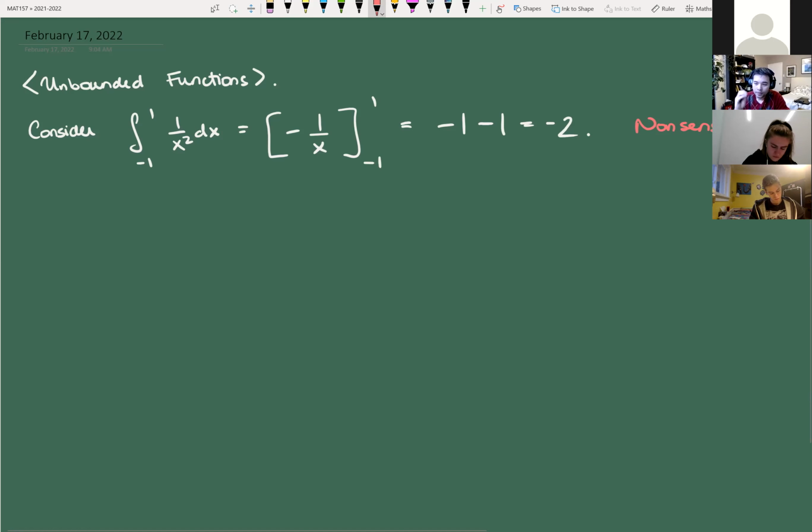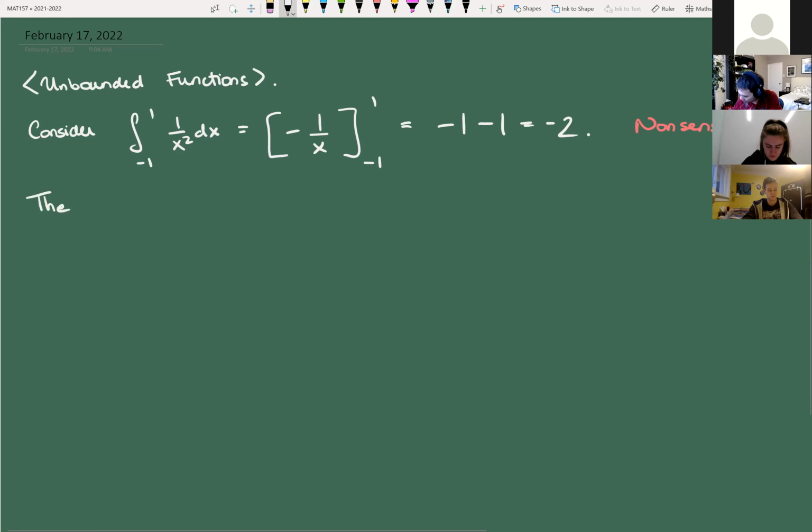There are a few other red flags here. 1 over x squared is always strictly positive, and yet somehow we integrated it and got -2. That's clearly nonsense. We can't integrate a positive function and get a negative area. So we have to be on the lookout for places where our function could be not defined. It won't be as clear if we have unbounded functions. Okay, so we can't do this.